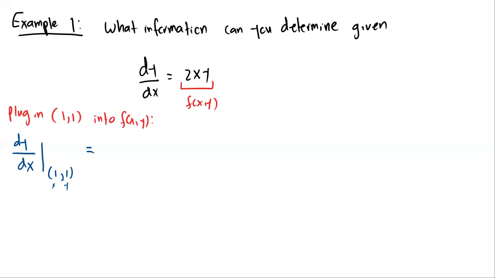So what is this going to be? Well, plug it into f of x, y. It's going to be 2 times x equals 1 times y equals 1, which is 2. Now think about what this is telling us. This is saying that the derivative of any function that satisfies this differential equation at the point 1, 1 has to be equal to 2.